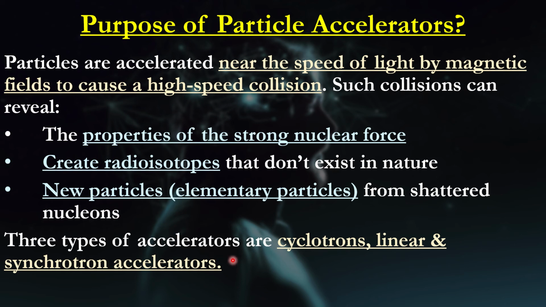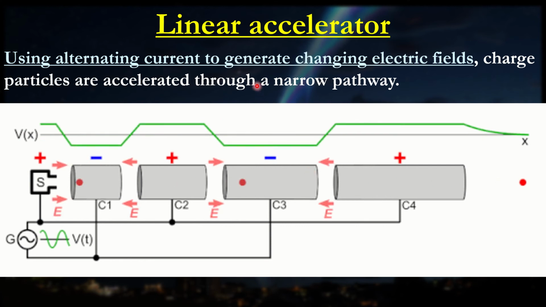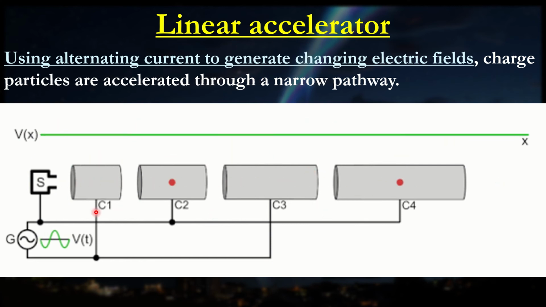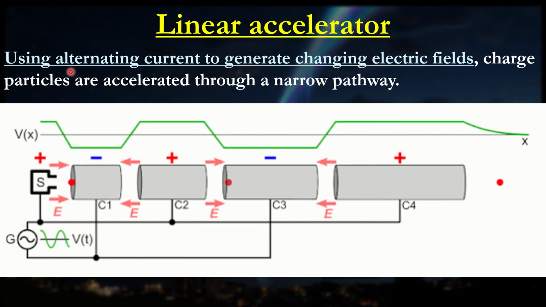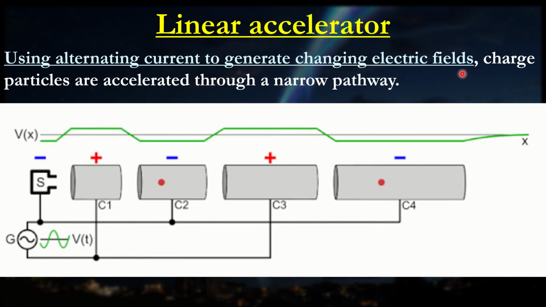There are 3 types of accelerators: the cyclotron, the linear accelerator, and the synchrotron. Okay, so types of particle accelerators, we have the 3 that we mentioned here. In terms of a linear accelerator, you can see the structure here. It uses alternating current to create changing magnetic fields.